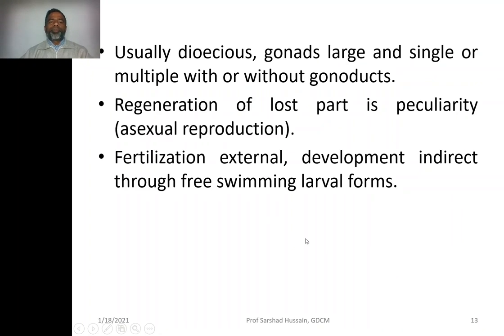Echinoderms are usually dioecious. Gonads are large, single or multiple, with or without gonoducts. So all types of variations are there in the reproductive system. Regeneration of the lost part is a peculiarity in the echinoderms also. That means they often regenerate their lost part. And this is also called asexual reproduction.